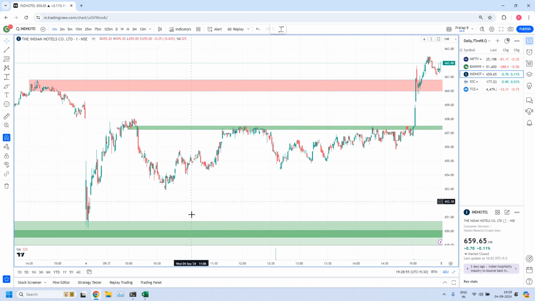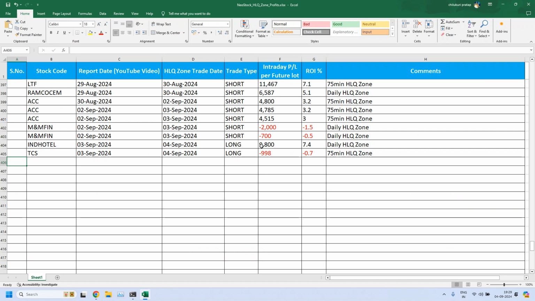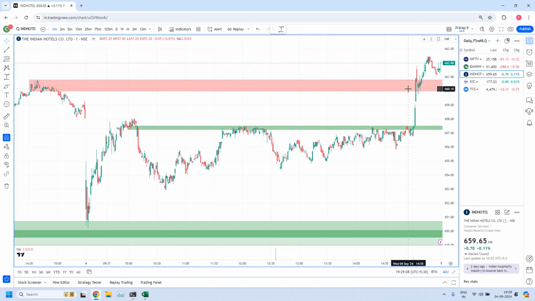But still it is a good profit. It's a very, very good profit. Actually, till the 15 minute zone, how much opportunity has it given? Indian Hotels has given 9,800 rupees profit. We got 7.4% ROI till this 15 minute zone.